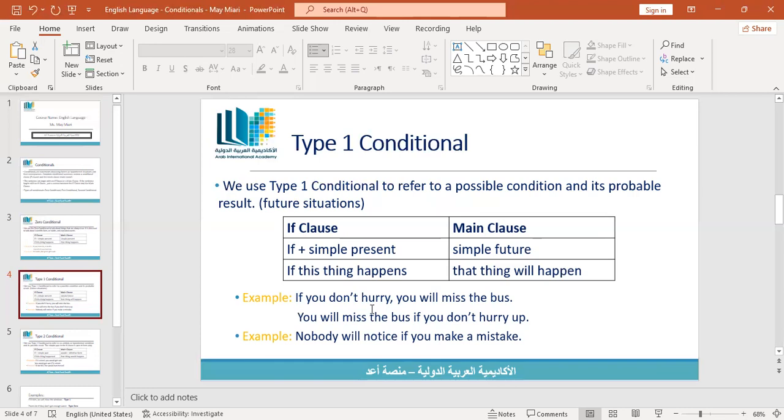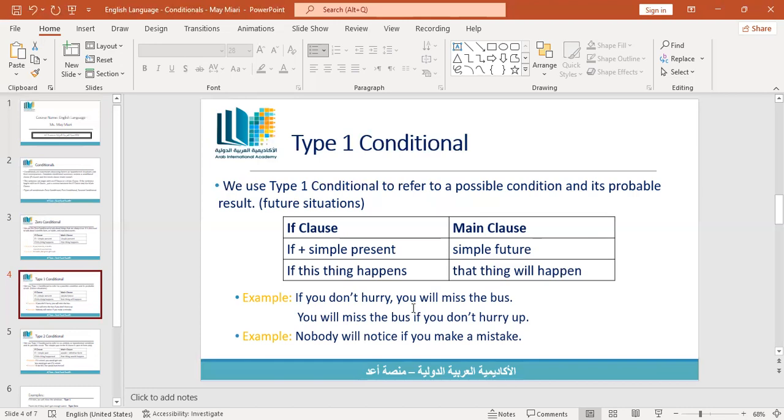The verb in this clause is hurry, but the clause is in the negative form. That's why we added do not. And it is in the simple present, we added do not and not does not because of the subject, which is you.